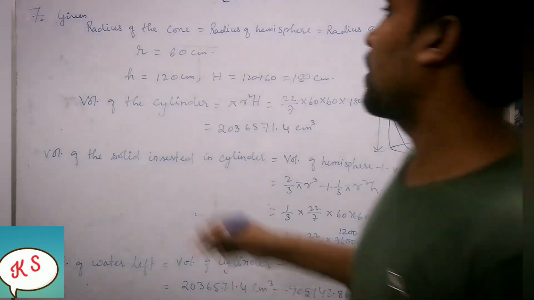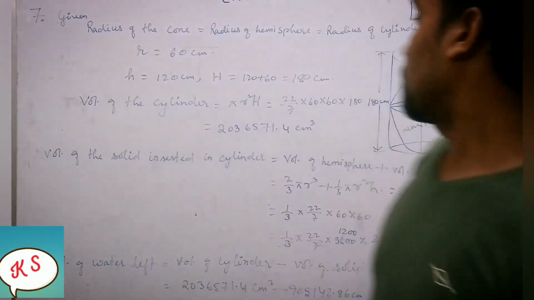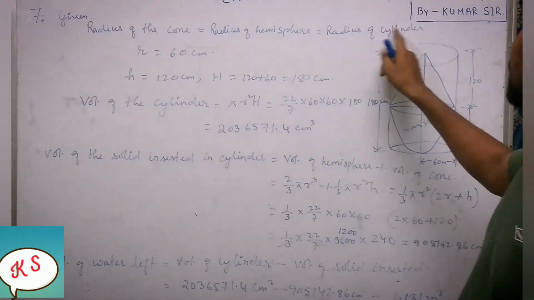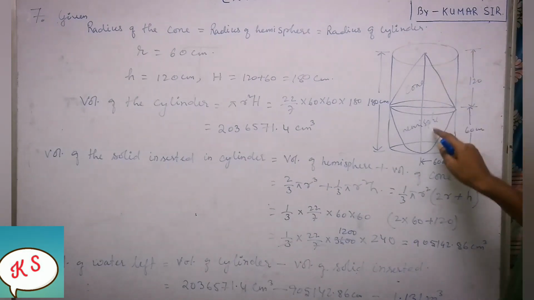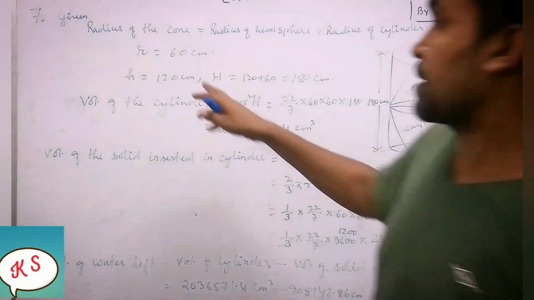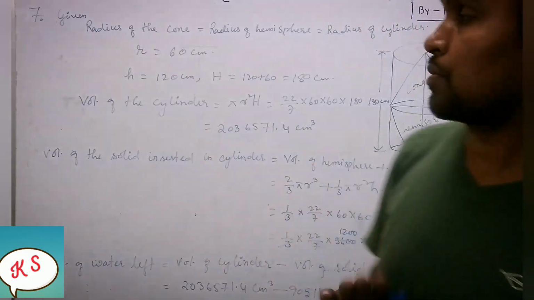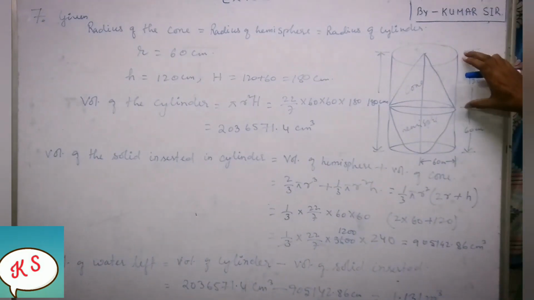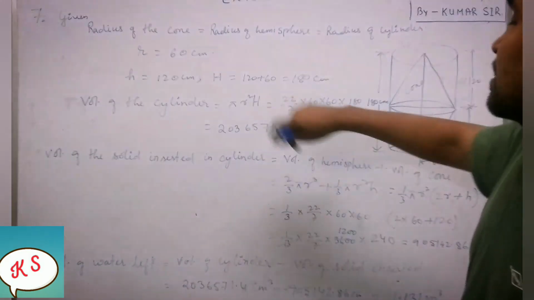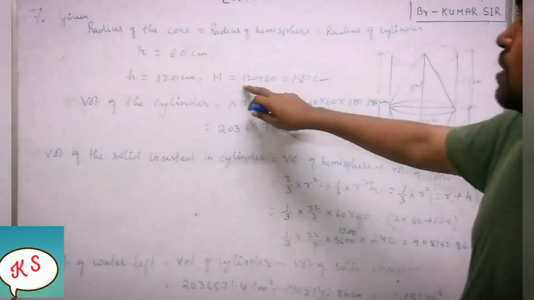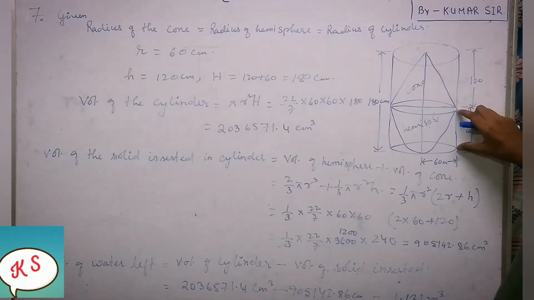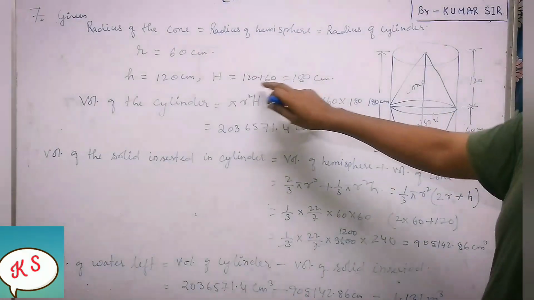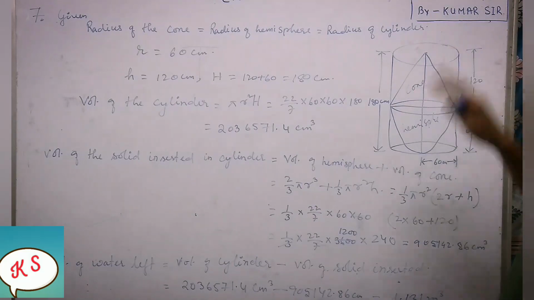Okay, so what we have written here: the radius of the cone, the radius of the hemisphere, and the radius of the cylinder, all three, cone, hemisphere and cylinder, are equal to 60 centimeter, as given. h is equal to 120 centimeter, that is the height of the cone. And capital H is the height of the cylinder. How much? The cone is 120, plus the hemisphere radius, which is 60. So 120 plus 60, 180 centimeter total height.